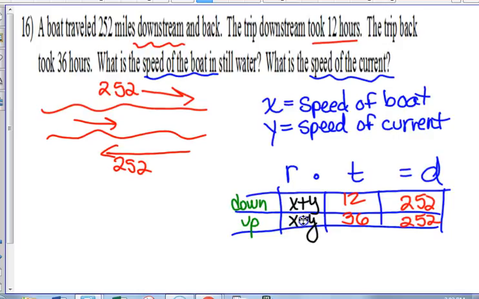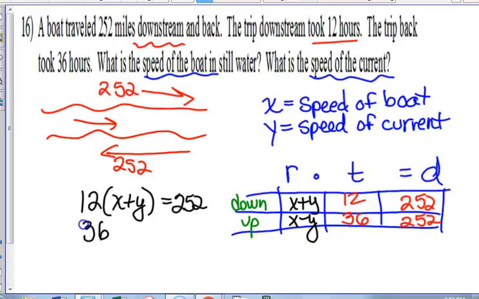Okay. So my equation says the rate of 12 was multiplied by the time of 12 was multiplied by the rate of X plus Y and became 252. I'm not going to distribute because I'm going to cheat and divide in a second. The other equation says 36 hours when X, the boat, and the current were working against each other, got them the same distance of 252.